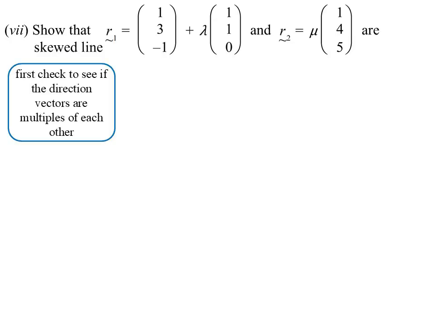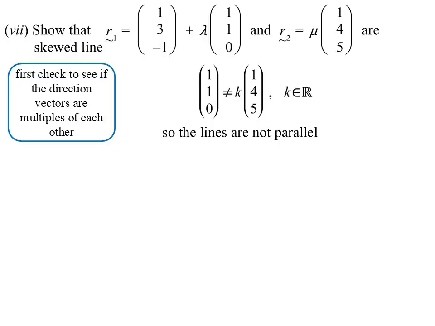Well, the first thing I'm going to check, because this is the easiest thing to check, is are the direction vectors multiples of each other? Because if they are, then I know they're not skew because they're going to be parallel. And in this case, looking at it, well, (1, 1, 0) could never be written as a multiple of (1, 4, 5). So no, we know they're not parallel.